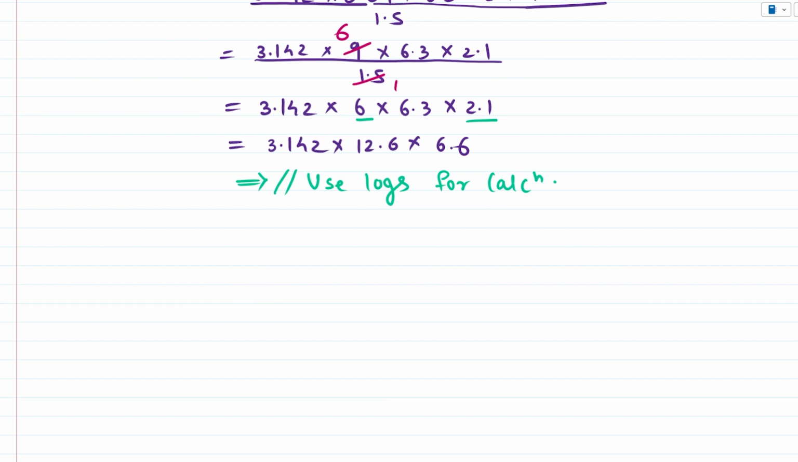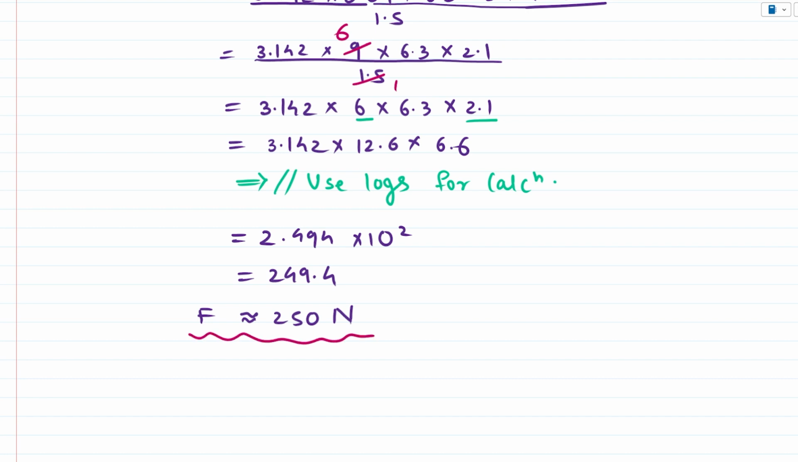And if you multiply these three terms, you get the value of force as 2.494 into 10 raised to 2, which is effectively 249.4, which is roughly 250 newtons. So this is the value of force. We did this to be consistent with the textual answer, but even if, let's say, you present the answer in this exact format, it's valid. So the value of the force experienced by the wire is 250 newtons approximately.